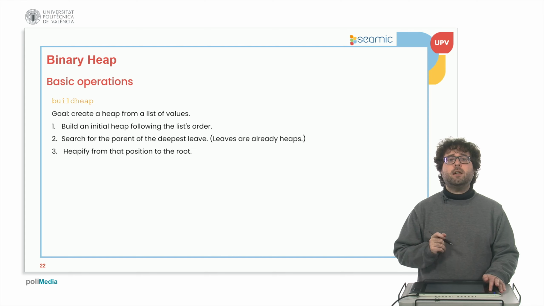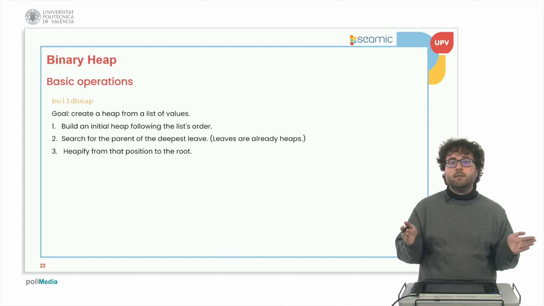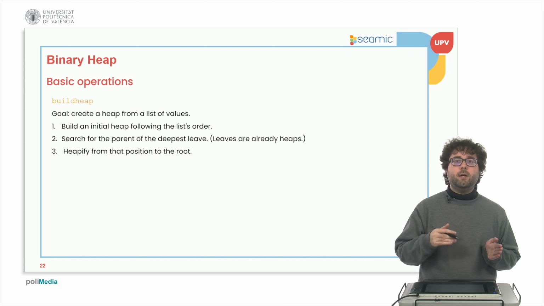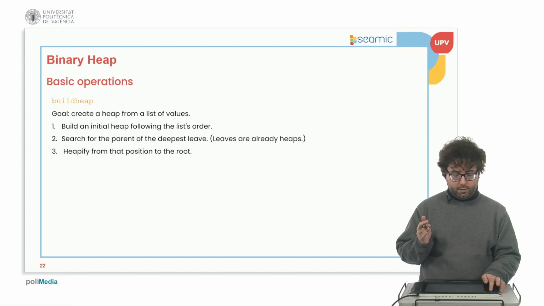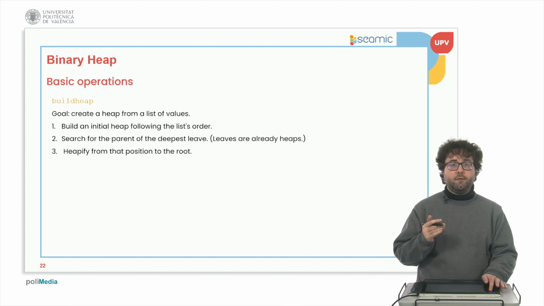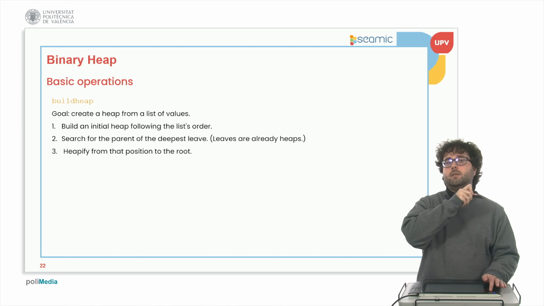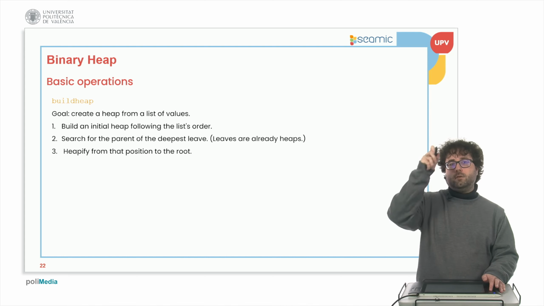Finally, we are going to see how to build a heap, not from scratch, but almost. In this case, we are going to start with a list that does not contain any particular order, and we will build the heap out of it. So this has 3 different steps. The first is to create the heap, just following the order of the list. That is, the first position is the root, and so on and so forth.